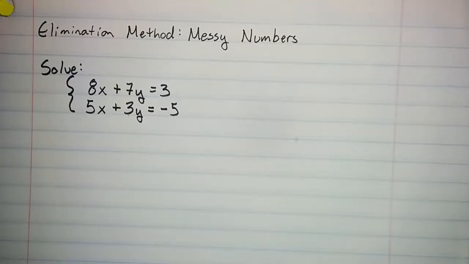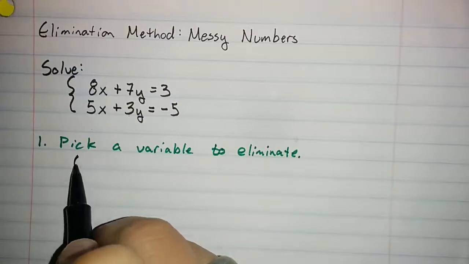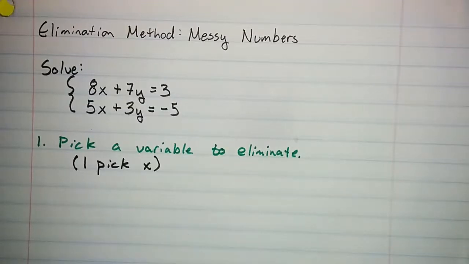So this is the way that will always work. Sometimes we can choose smaller numbers, but this will always get us to an answer. First, pick a variable to eliminate. For the sake of this demonstration, I pick x to eliminate.